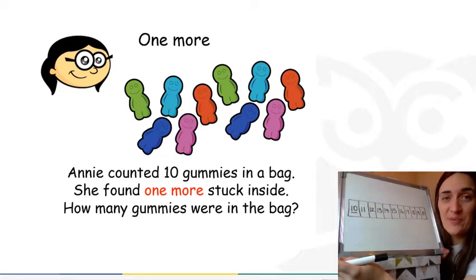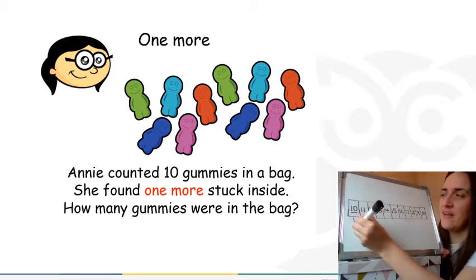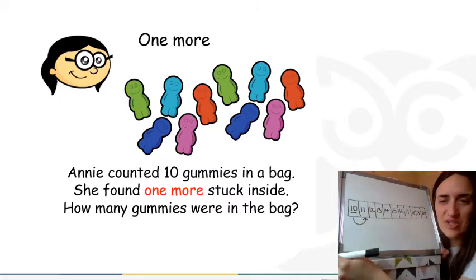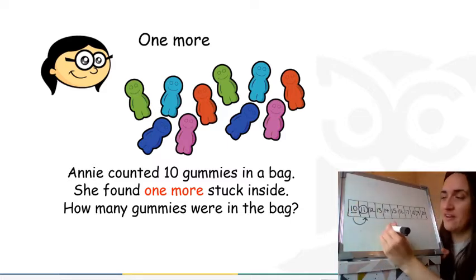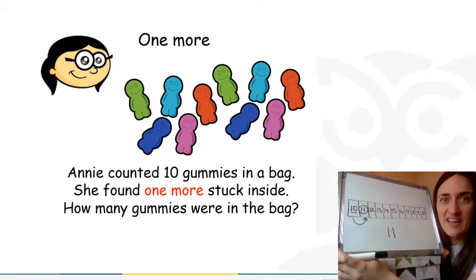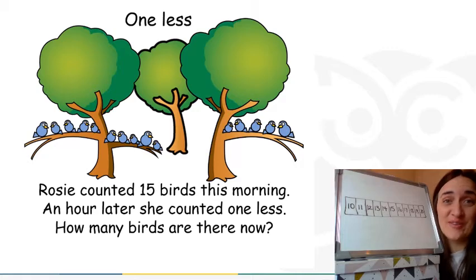So what do we need to do? We need to count on 1 more. I've counted on 1 more. So how many gummies were in the bag? 11. 11 is the answer.